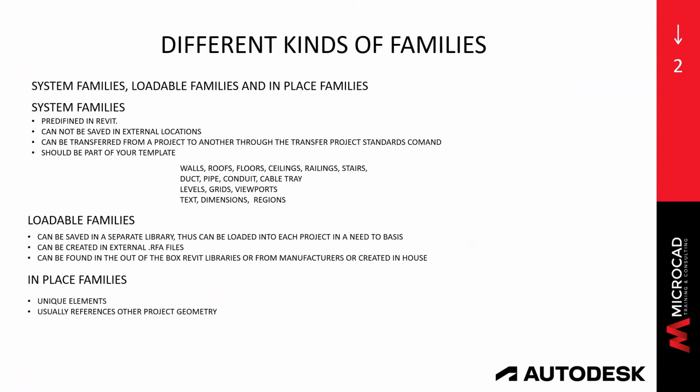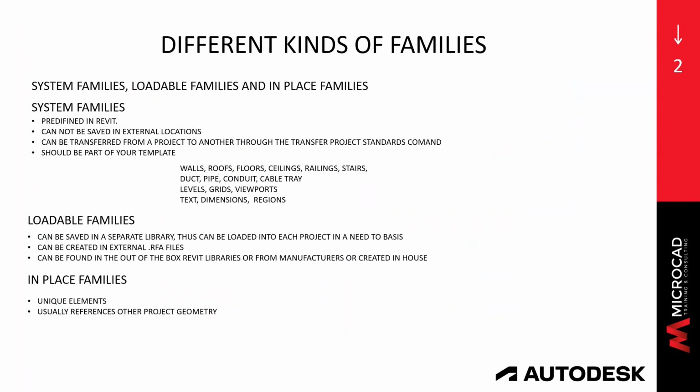As examples for system families, you will find that your walls, roofs, floors, ceilings, railings, and stairs are your architectural system families. You have duct, pipe, conduit, and cable tray for your MEP needs. Levels, grids, and viewports are also system families. Text, dimensions, and regions are also system families. So this is a whole bunch of family types that you have to start keeping in the back of your head of what you need to create. Whatever is not a system family is a loadable family.